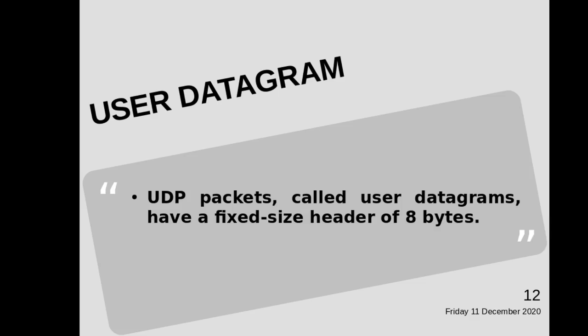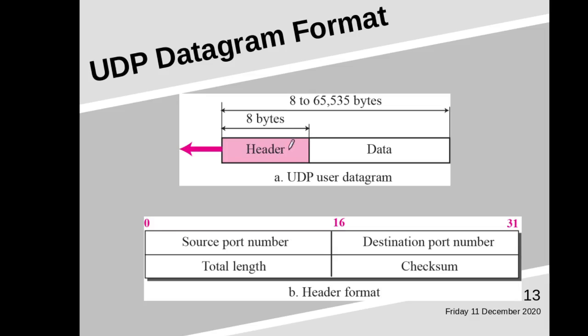The other thing we have to say is UDP packets, called user datagrams, have a fixed size header of 8 bytes. Okay, so how it looks like: you will have an 8-byte header and then the data. In these 8 bytes you will have just the source port address, destination port address, total length, and checksum, right? Source port address and destination port address, you understand, they are 16-bit fields to find out the service running on the node, right?